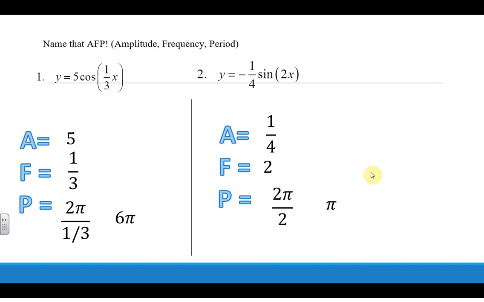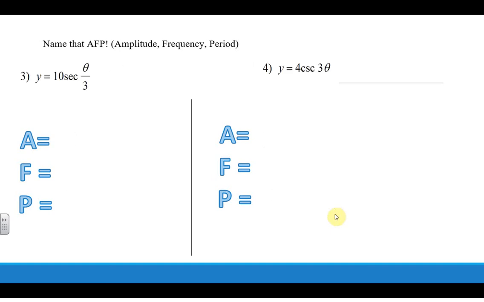Very simple. So again, let's talk about what this means. It means it's going to go up and down 5 units. I'm going to have 1/3 of a cycle by 2 pi, and 1 cycle completes by 6 pi. Ooh, good one. So this one, your amplitude, your distance would be 1/4. Okay. You would see 2 cycles in 2 pi, and then to see 1 cycle, you would just need to go out pi, which is 180 degrees.